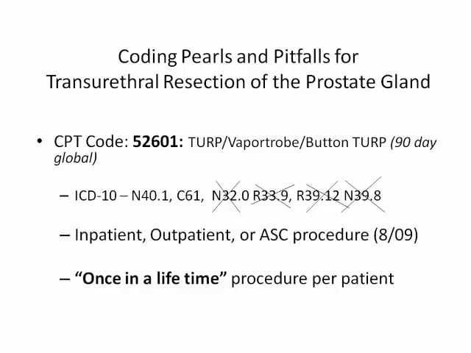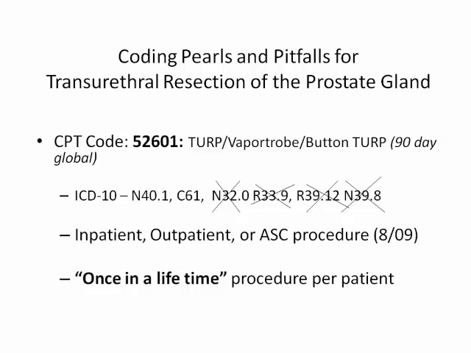Diagnoses such as N32.0 bladder neck contraction, N33.9 urinary retention, R39.12 poor urinary stream, and N39.8 other specific disorders of the urinary system, if used as the diagnostic codes for 52601, you may not be paid with those codes.